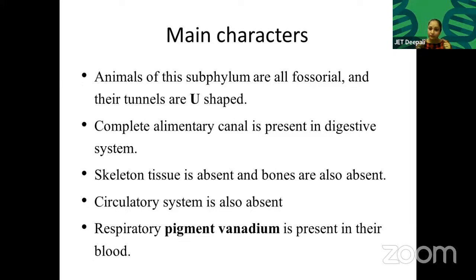Their tunnels are U-shaped. A complete alimentary canal is present in the digestive system, meaning they have a mouth and an anus. Skeletal tissue is absent. They do not have a skeleton, which is why they are soft and brittle. Bones are also absent, so they lack a skeletal system.